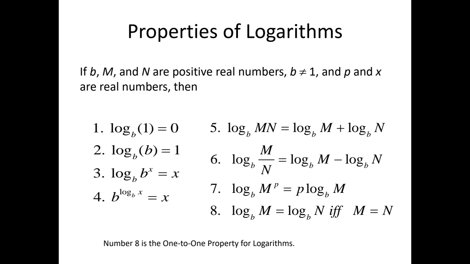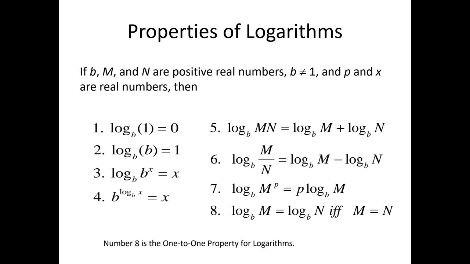So let's look at some more detailed properties for logs, and it's these 5 through 8. This one says that when I have a log of any base and I see that two things are being multiplied inside the log, I can expand it into two logs. This is the same thing as the log base b of m plus the log base b of n. I like to relate this one to the product rule for exponents.